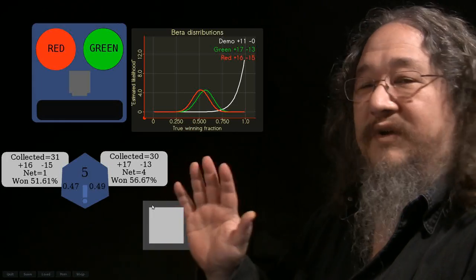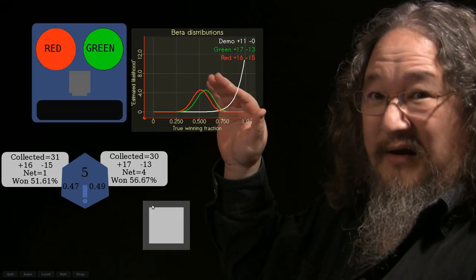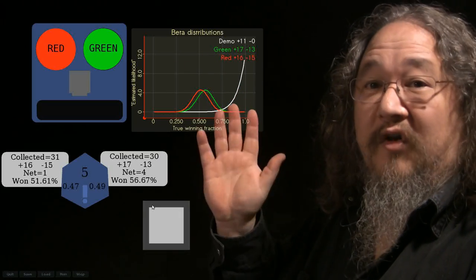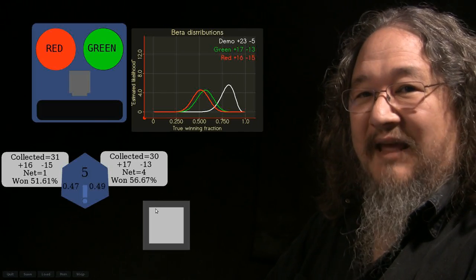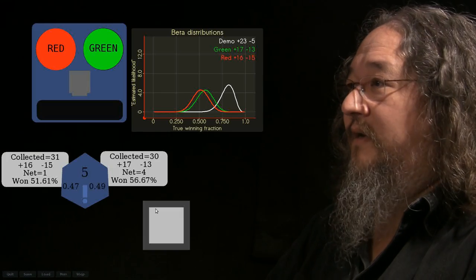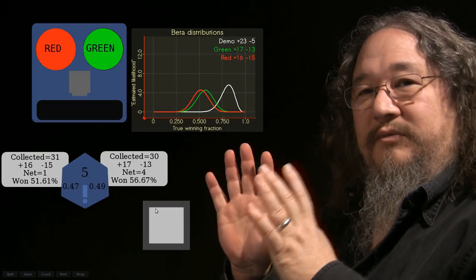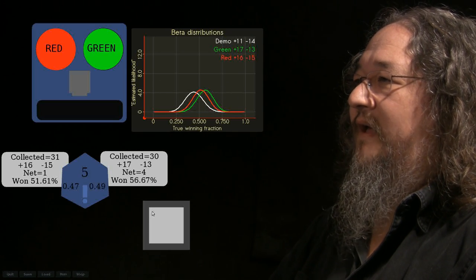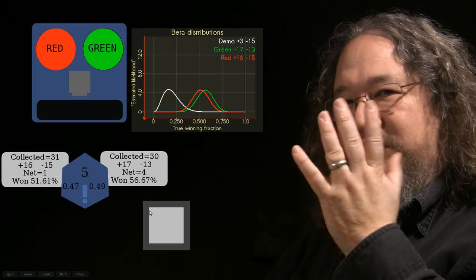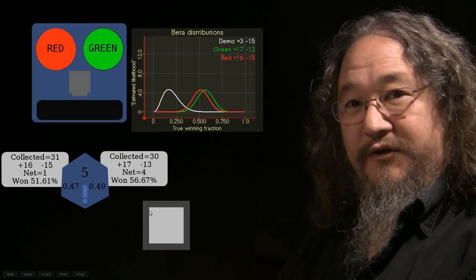If we had 11 wins and 0 losses, we'd start to think, wow, it's pretty likely that this thing pays off all the time. But the instant we get a loss, we know it can't be paying off all the time, and so on. So the beta distribution, you feed in the wins and losses, and it gives you this estimate of the distribution of possible values of the choice.